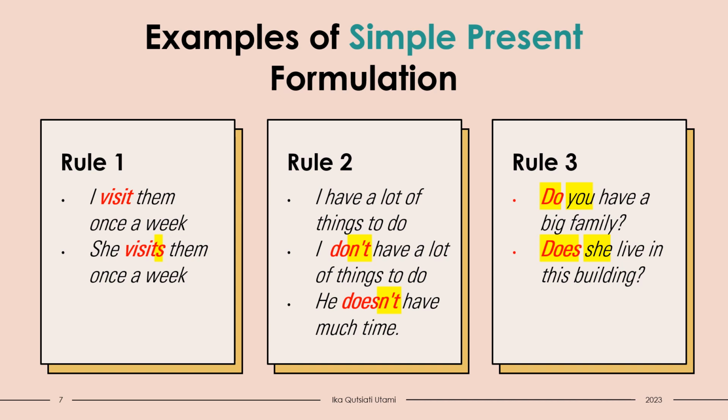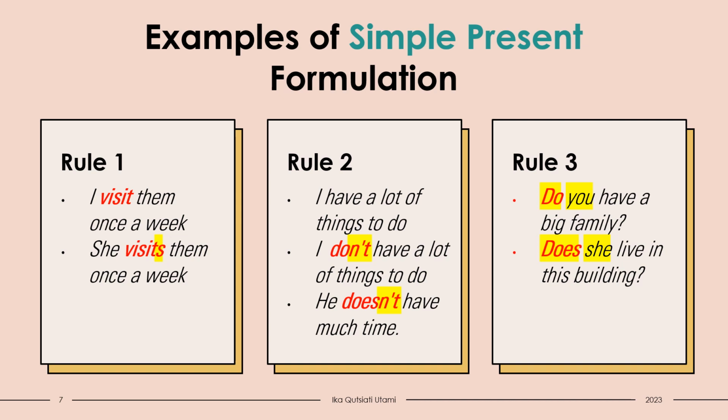For questions, put do and does before the subject. For example, do you have a big family? Does he live in this building? And for the third person, we make questions with does. As you can see here, when we use does or doesn't, we don't have to add s to the verb. Okay, that shows you how to form the present simple tense.